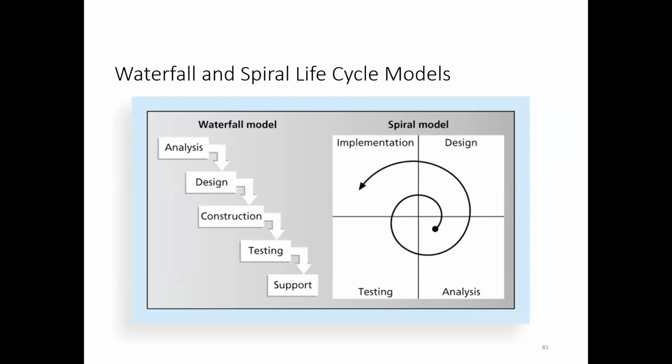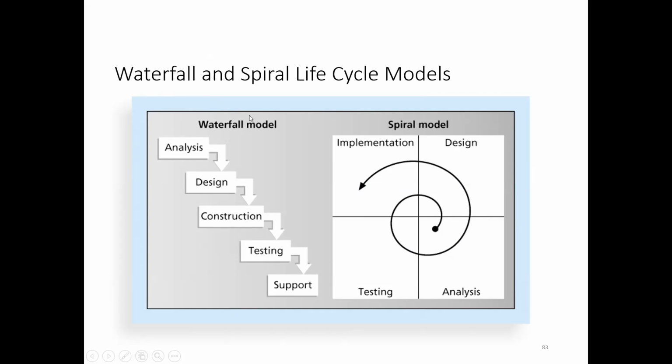And these are the waterfall and spiral life cycle models. You can see in waterfall, we have analysis, design, construction, test, and support. So this is the waterfall model. And then we have the spiral model: design, implementation, testing, analysis, design, implementation, testing, analysis. This spiral model we can call agile, or an adaptive life cycle. The adaptive life cycle is also called the agile life cycle, which is used mostly in the software industry.